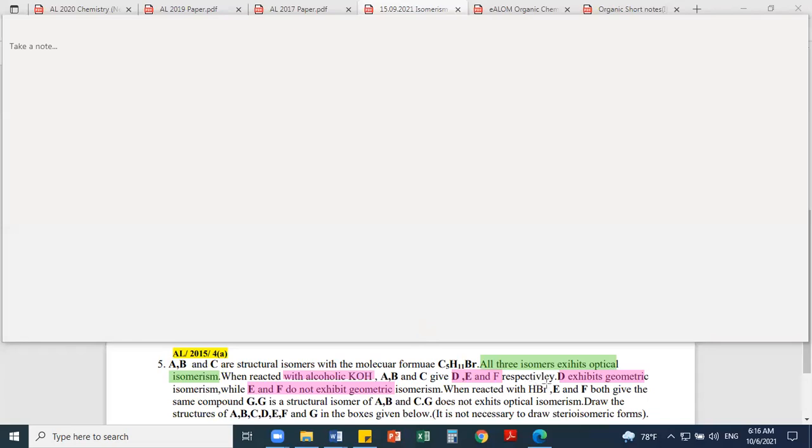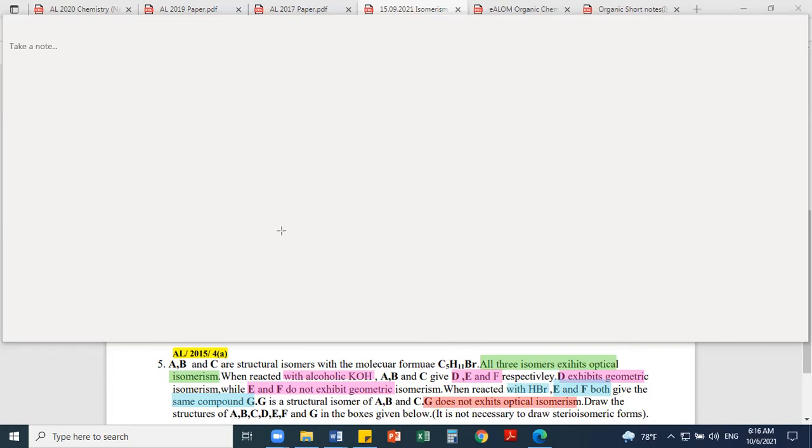E and F do not exhibit geometric isomerism, and they react with HBr. With HBr, both give the same compound G. Right? With HBr, you get compound G from both E and F. So G is a structural isomer of ABC. G does not exhibit optical isomerism. Okay, that's what they have given.